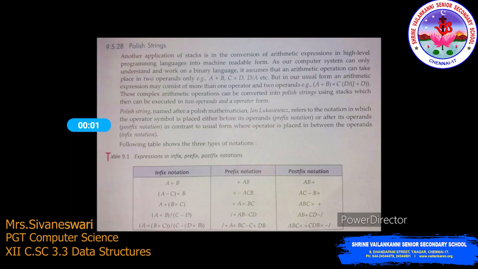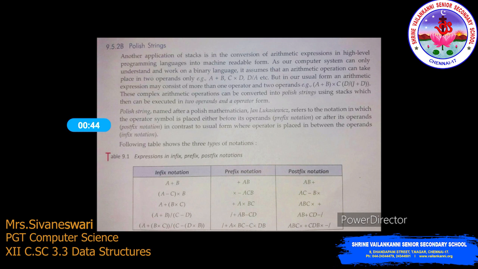The next one is Polish strings. This is where the stack is implemented. Before getting into Polish strings, let's see what an expression is. The combination of operands and operators together, we call an expression. When we execute this expression in a computer system, it will understand only the binary language. So when we store it inside the memory, we have to store it in such a way that the operands and operators are categorized, and the operation happens in a sequential manner.